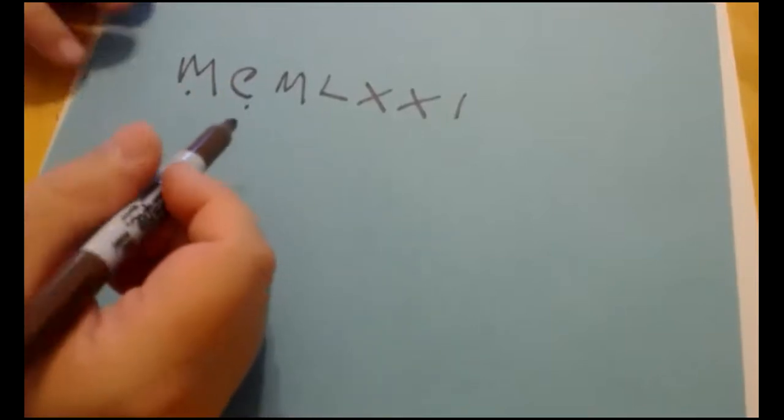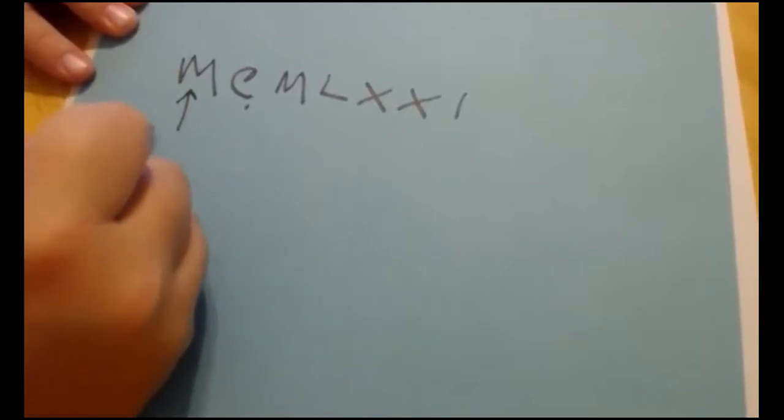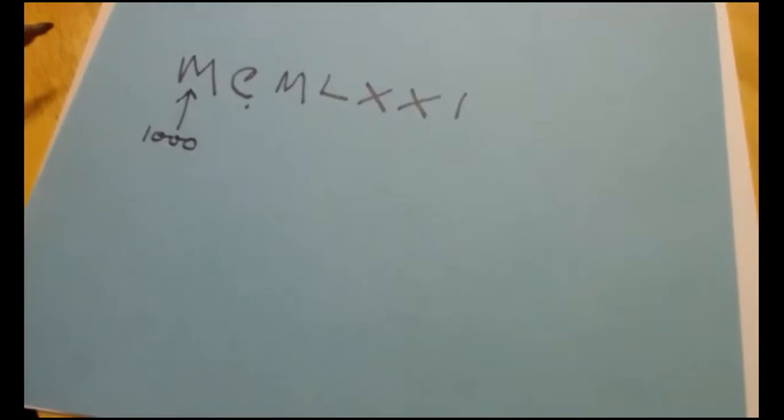So from 1,000 to 100, am I increasing or am I decreasing? This is 1,000 and this is 100. It's a decreasing, so I'm not going to do any subtraction. I'm going to just write down that I know that this right here represents 1,000. That's the beginning.